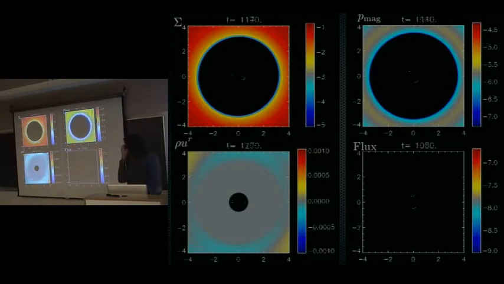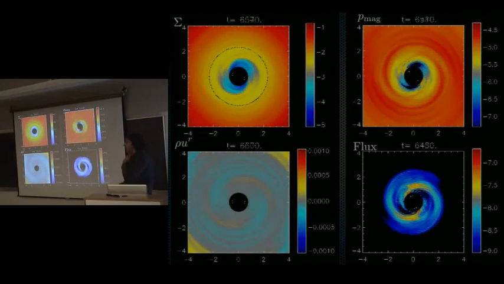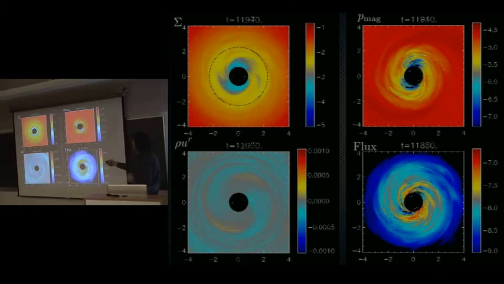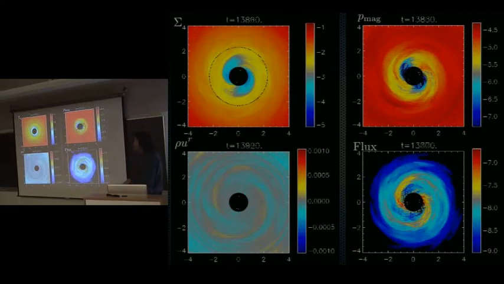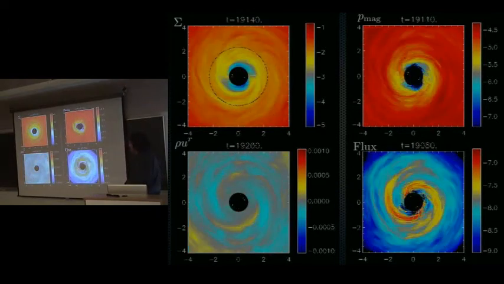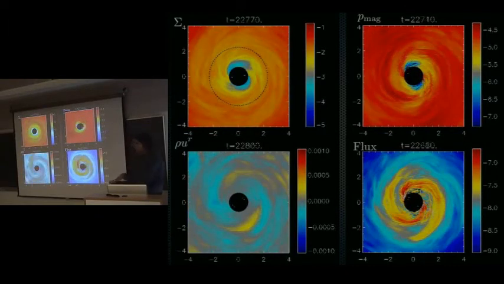So here's run 1, or run 2, when we keep the binary fixed. So this will run to 70,000. This is the surface density, so this is the density integrated in height. This is the magnetic pressure, or half the magnetic energy density, integrated in height.